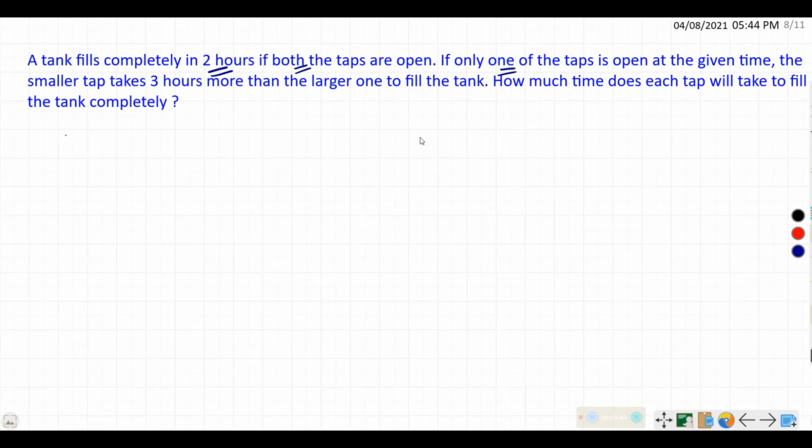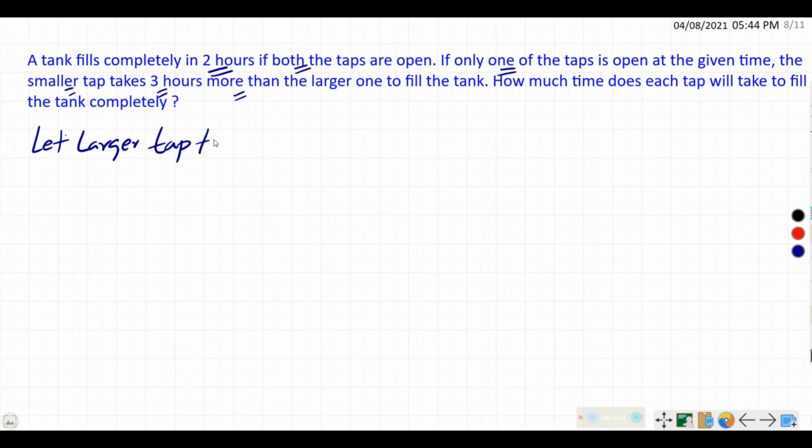You can pause the video and read the question once again. The data given are very important. I am just marking it. 2 hours if both taps are open. That is the time taken by the taps to fill up the tank. So there are 2 taps.